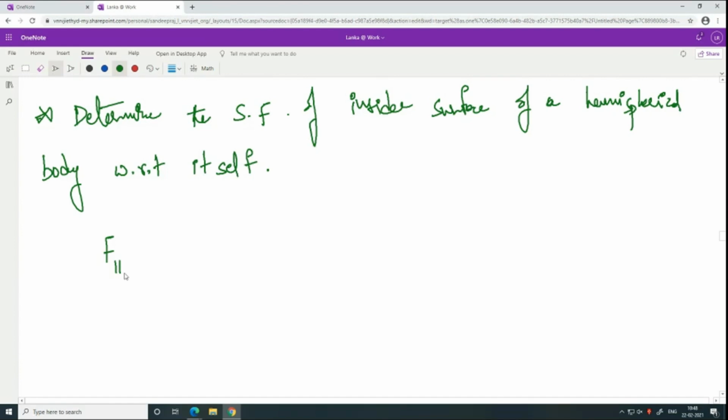Is the question clear to you? There is a body 1 here. It's not equal to 1 anyways. There is a body 1 here, and this body is a hemispherical body. And we have to find the shape factor of this body for its inside surface with respect to itself.